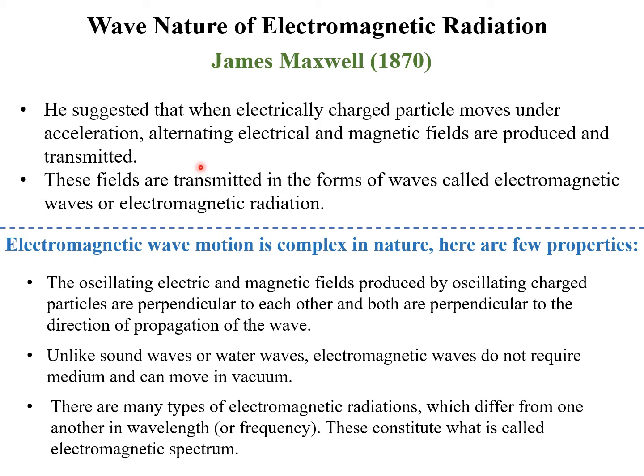Only after we know these two principles can we understand Bohr's model of the atom completely. So first we will be talking about the wave nature of electromagnetic radiation. This was first given by a scientist named James Maxwell in 1870. He suggested that when electrically charged particles move under acceleration, alternating electrical and magnetic fields are produced and transmitted. And these fields are transmitted in the form of waves, which are called electromagnetic waves or electromagnetic radiation.